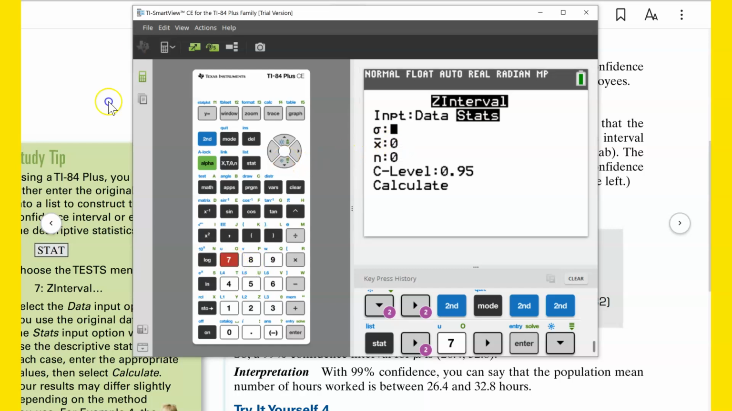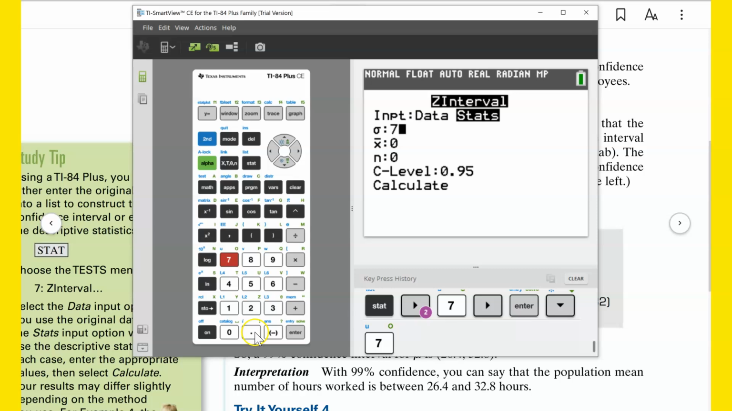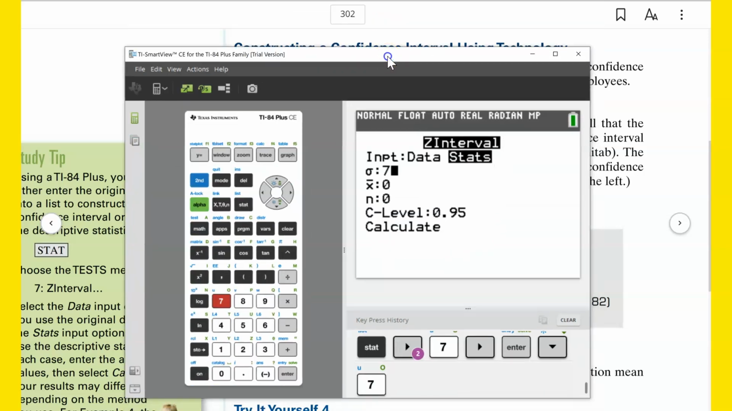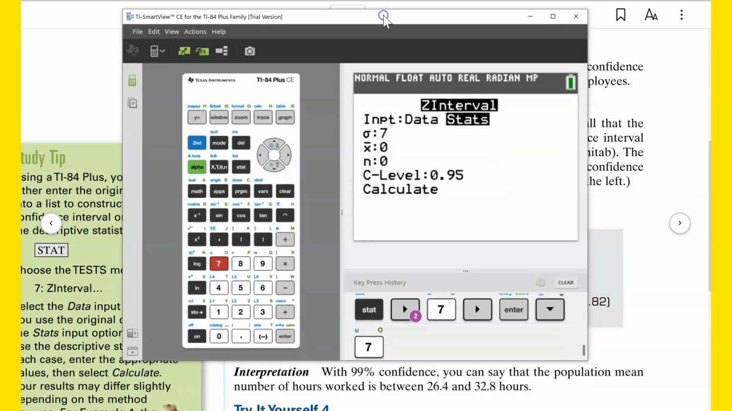If you go to stats, it lets you put in the standard deviation and the mean. So the standard deviation, remember, it told us was 7.9. Construct a 99% confidence interval based on the data we already did. So the population standard deviation was 7.9. The X bar was, I have to remember what it was again, it was 29.6.